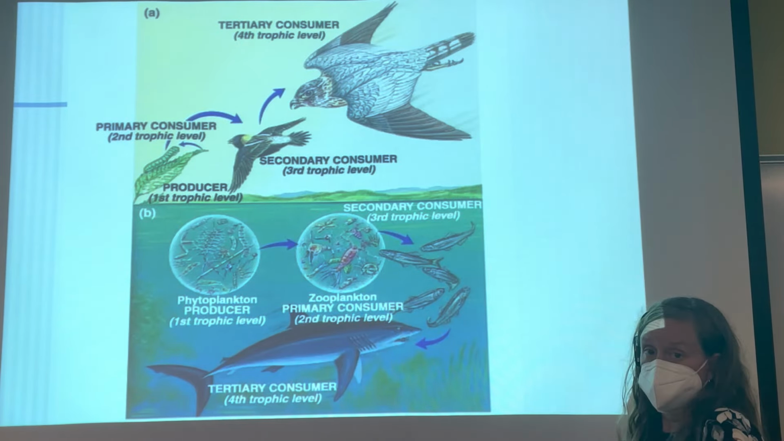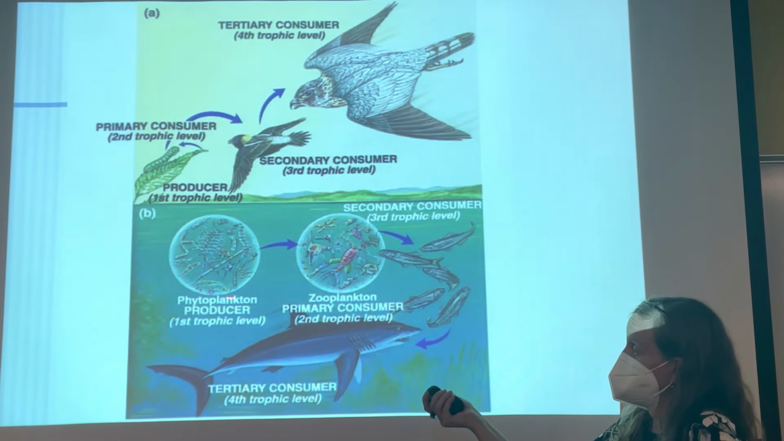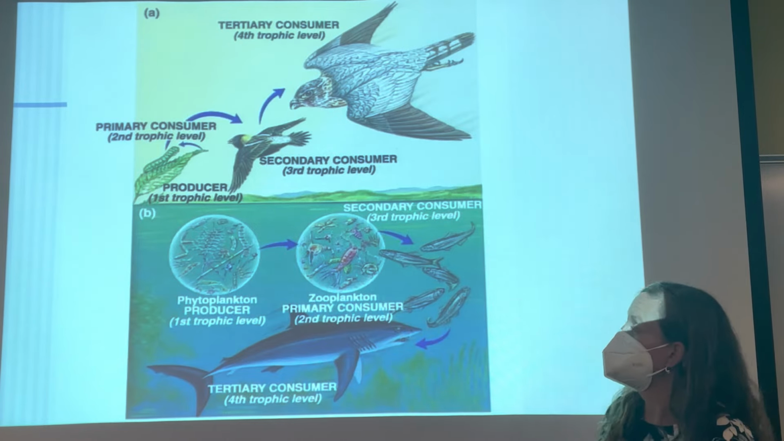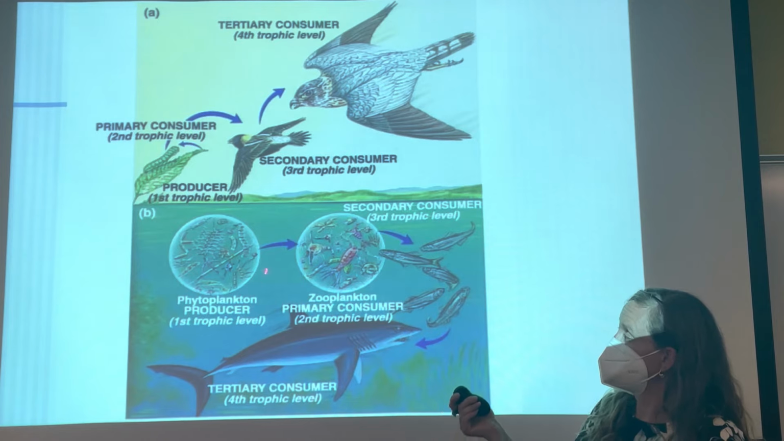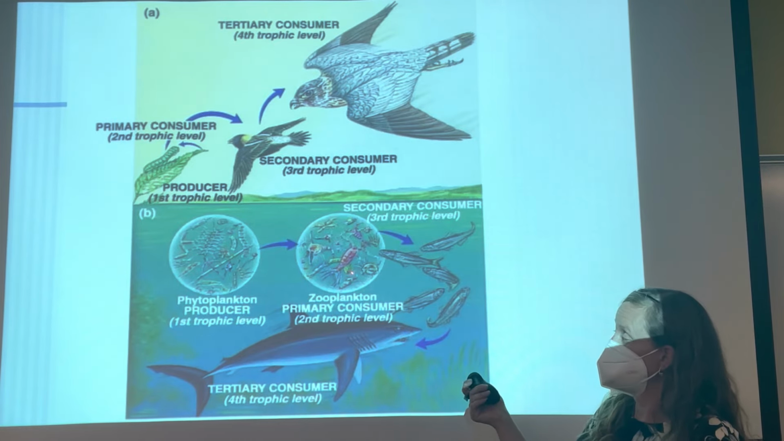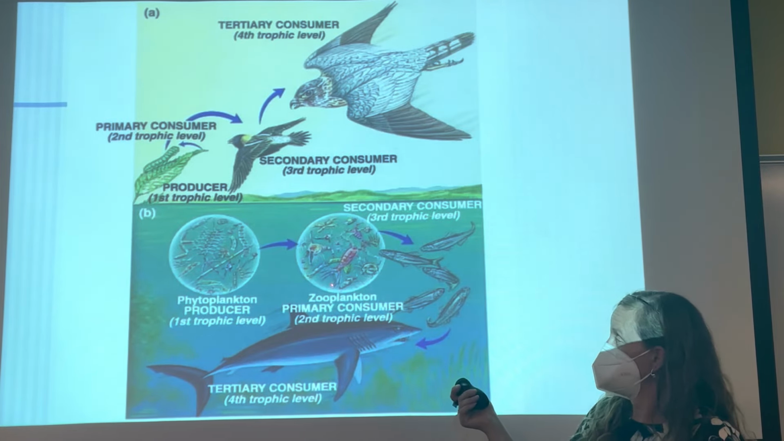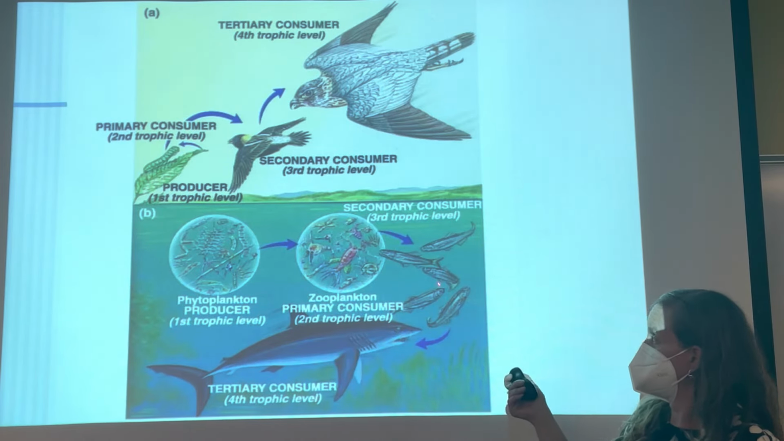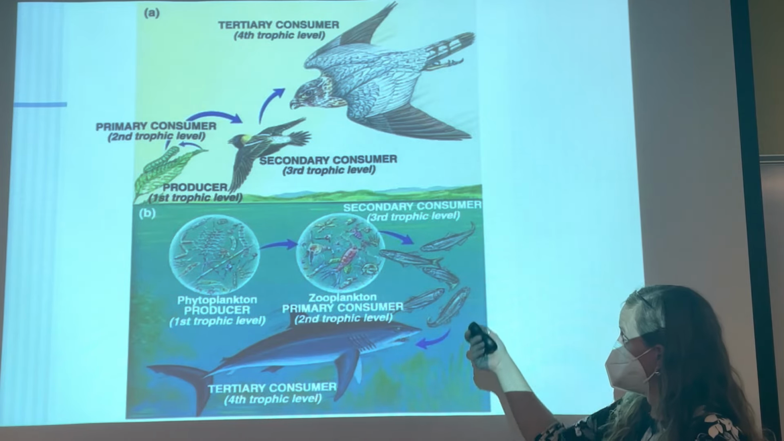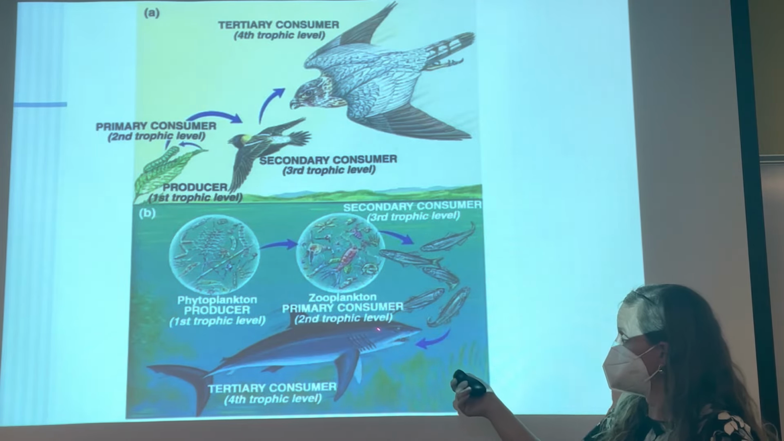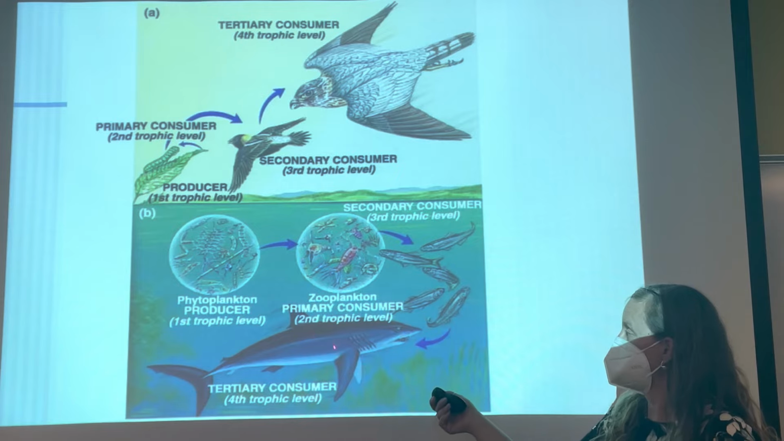We can see this in the ocean too. Phytoplankton, or small autotrophs in the ocean, are primary producers. The energy flows to what we call zooplankton. The zooplankton get eaten by small fish. Energy flows to the small fish. And from the small fish, the energy flows to a larger fish like a shark.